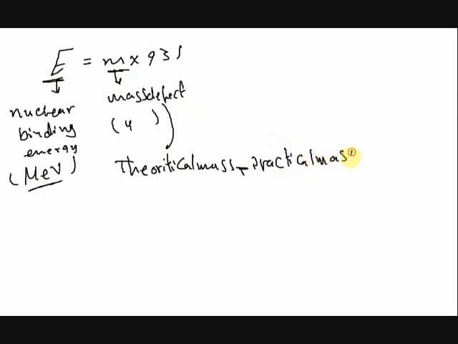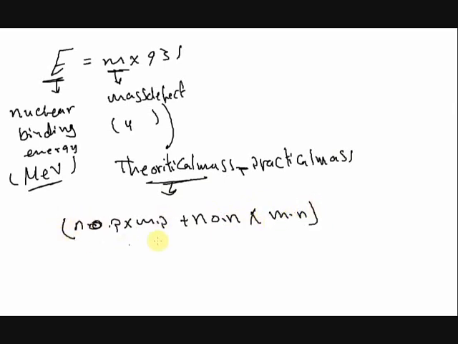The theoretical mass equals the number of protons times its mass plus the number of neutrons times the mass of one neutron. This relation is used to calculate the nuclear binding energy for all nucleons of the atom. For example, helium He 2 4, we use this relation to calculate the nuclear binding energy for all 4 nucleons.